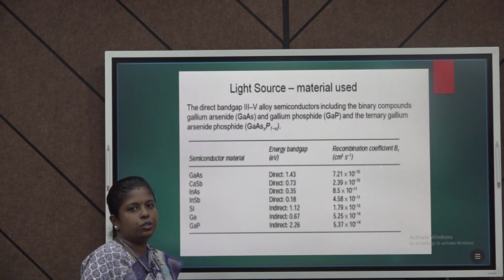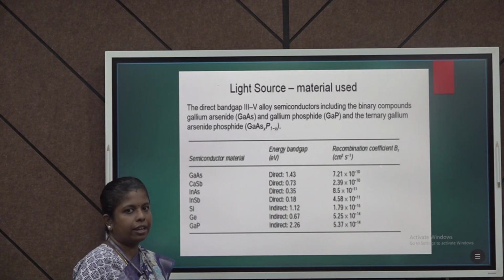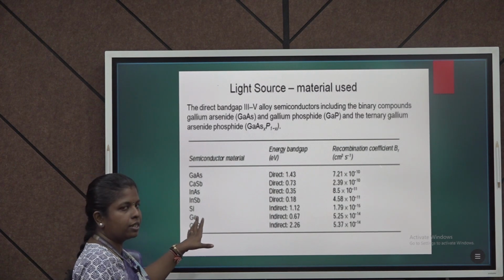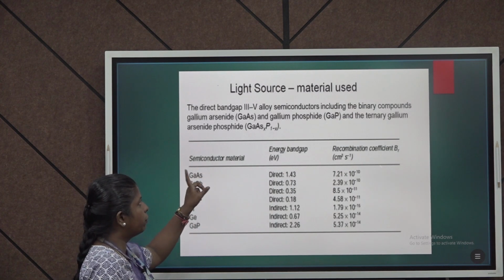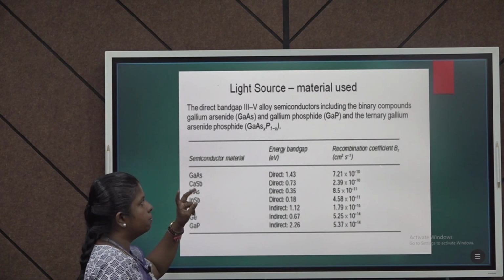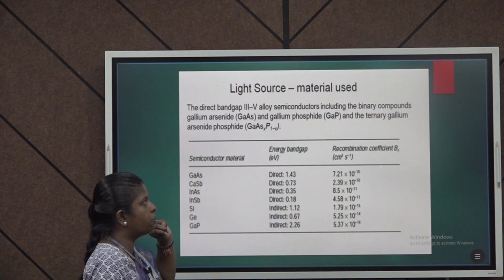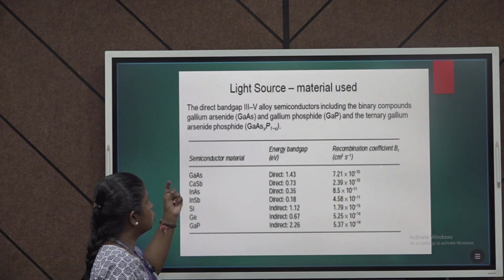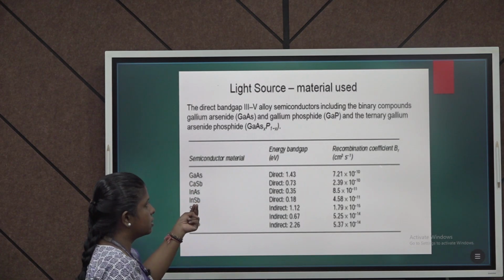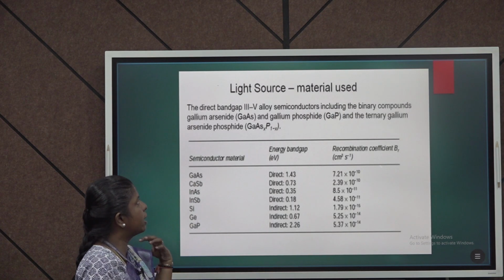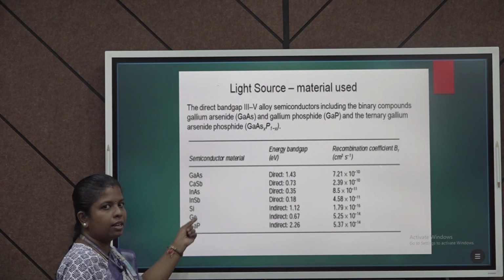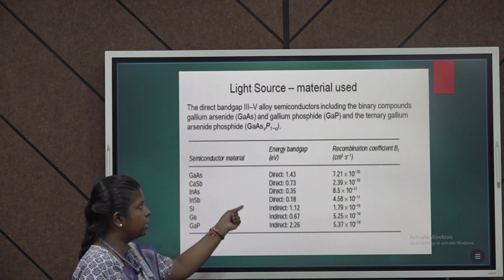Now, the materials used for light sources, especially for LED. We can choose direct band gap semiconductor materials from the group III and group V alloys of the periodic table, including binary and ternary components. In binary components we can choose gallium arsenide mainly and gallium phosphide, and in the ternary components we can use gallium aluminium arsenide and gallium arsenide phosphide. For each semiconductor material, the energy band gap has been listed.